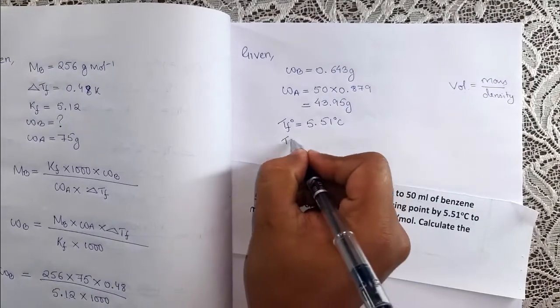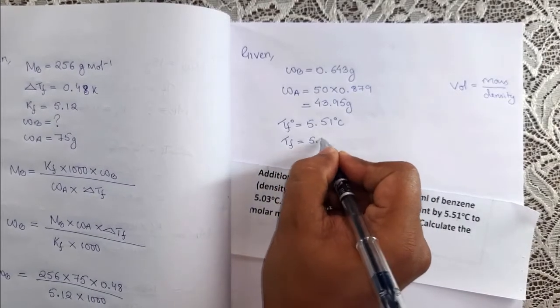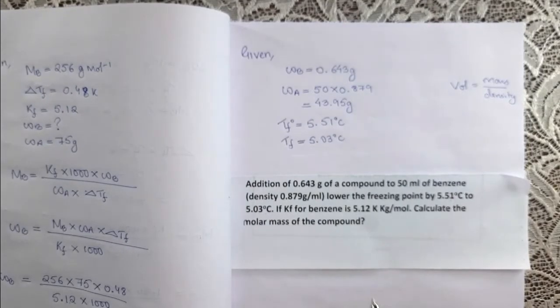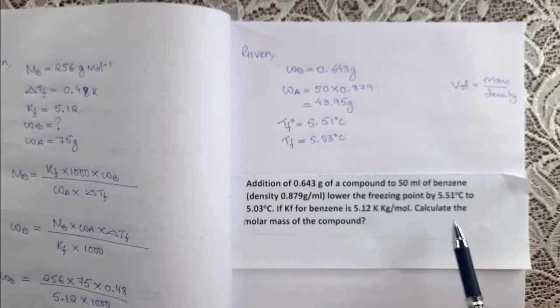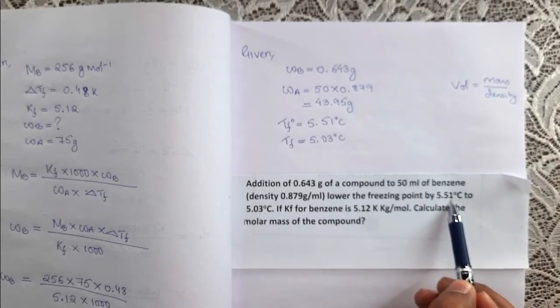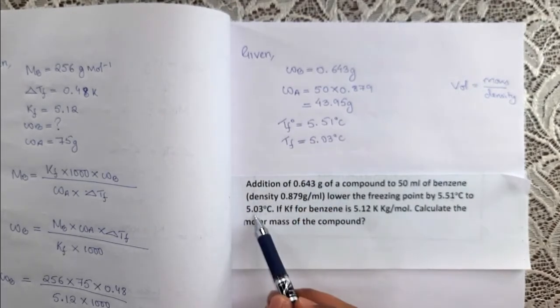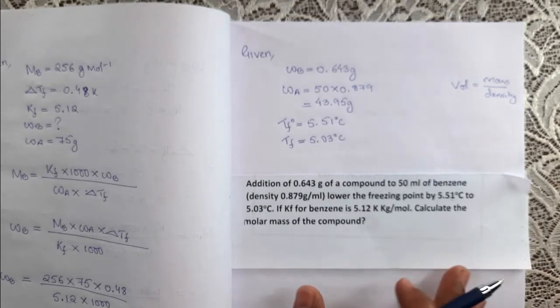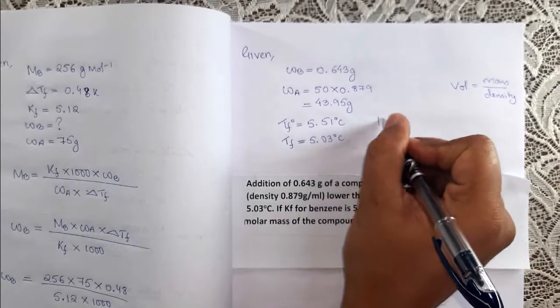And we have TF is equal to 5.03 degrees Celsius. You may get a little confused here, so I'll help you with a simple trick. Whenever ΔTF is asked, according to the formula, ΔTF is equal to TF naught minus TF. So TF naught shall be bigger than TF. Here 5.51 is bigger, so I'm taking this one as TF naught, and the smaller one, 5.03, as TF. Why? Because it is TF naught minus TF, so we subtract a smaller number from a bigger number.